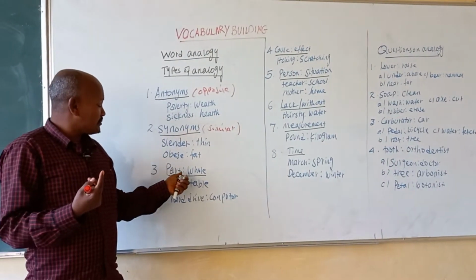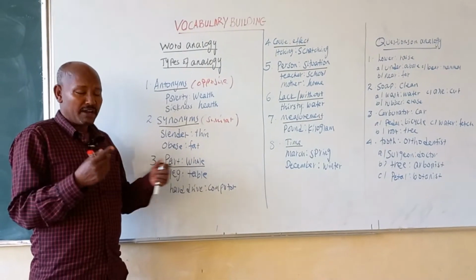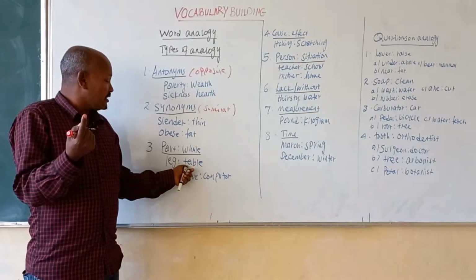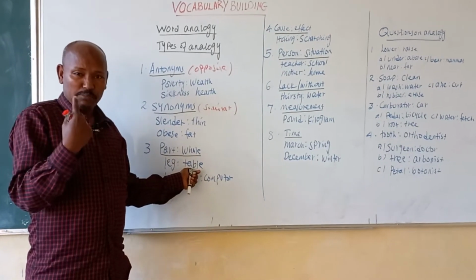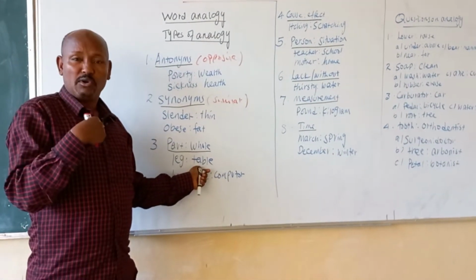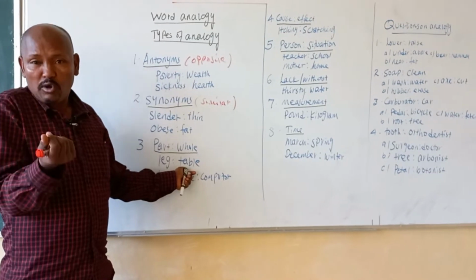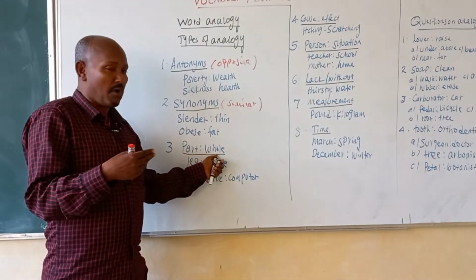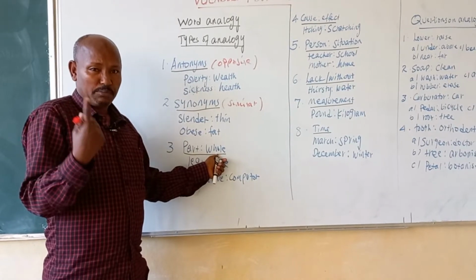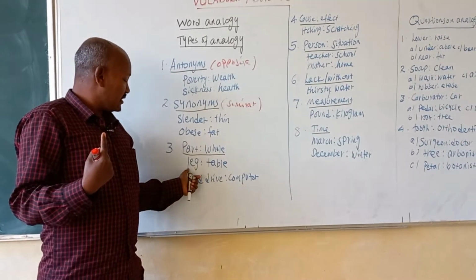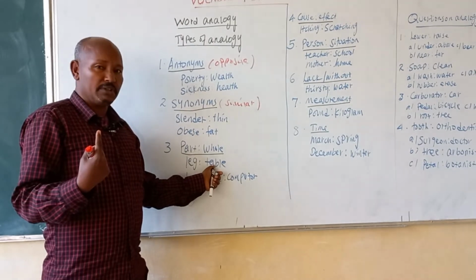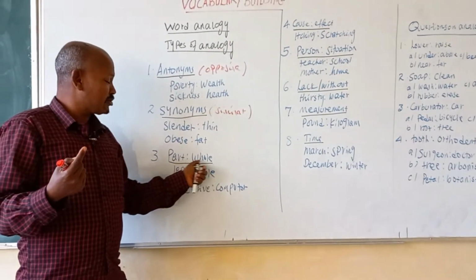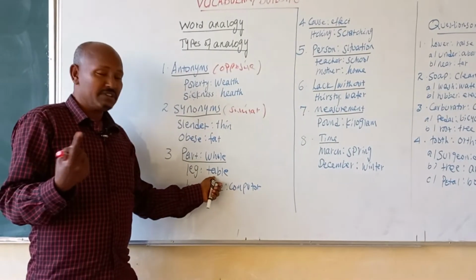The third one is part to whole. One is the part of the whole, and the other is the whole of the part. So the relation between these two words is part to whole. Here, leg is paired with table, or leg is part of table. The relation between these two words is part to whole, meaning leg is one part of the table.